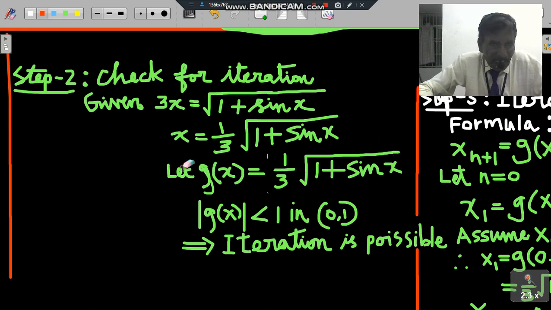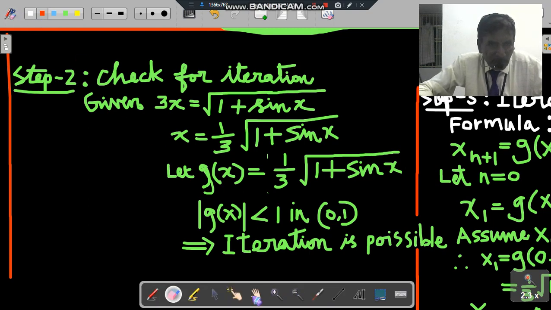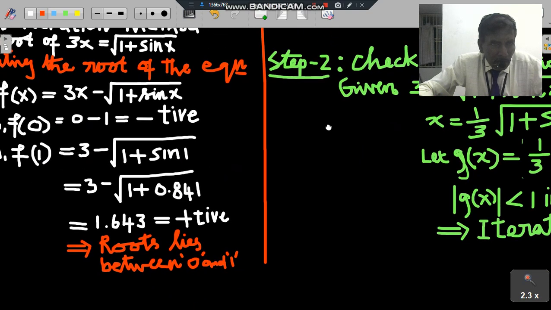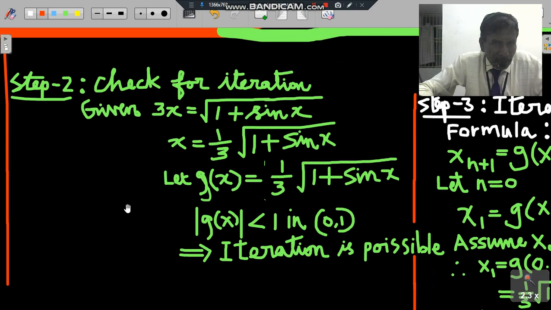Right, now I am taking the absolute value on both sides. When I take the absolute value on both sides, I will get this value less than 1. Why? Because we know already that the root lies between 0 and 1. So for different values between 0 and 1, the absolute value of this g is less than 1.